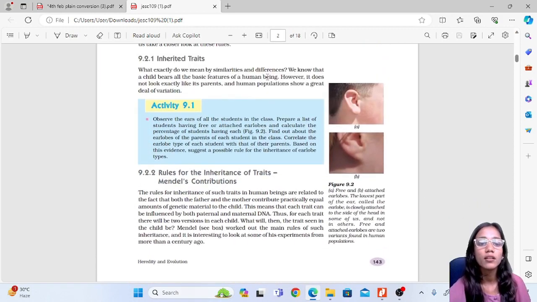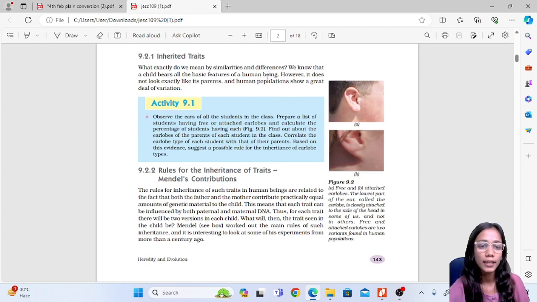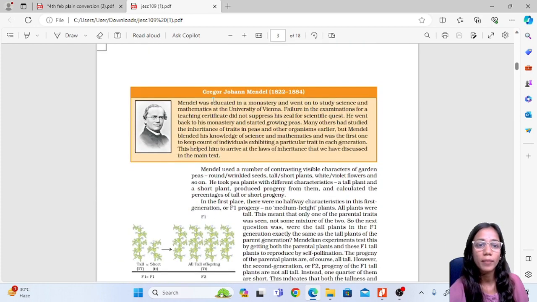So how did we know about this inheritance of traits? There was a scientist, Gregor John Mendel. He was educated in a monastery and went to study science and mathematics at the University of Vienna. He was the one who came up with the rules of inheritance, and he worked out many experiments which told us how the traits got inherited and what controlled the traits.